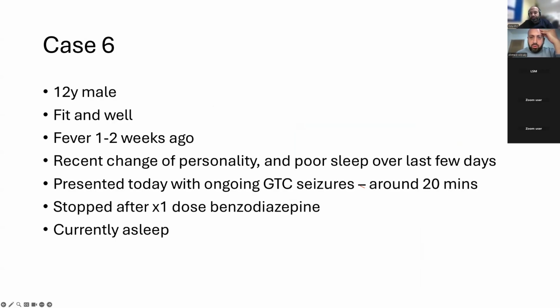Case 6, I'll try to go quicker here. So a 12-year-old male, fit and well, with fever 1-2 weeks ago. Currently not febrile, but there has been a recent change of personality and poor sleep over the last few days. Presented today with ongoing generalized tonic-clonic convulsions around 20 minutes, stopped after 1 dose of benzodiazepine, and currently the child is asleep. Okay, so no more seizures, just drowsy probably after the benzodiazepines. And what would be your next steps?